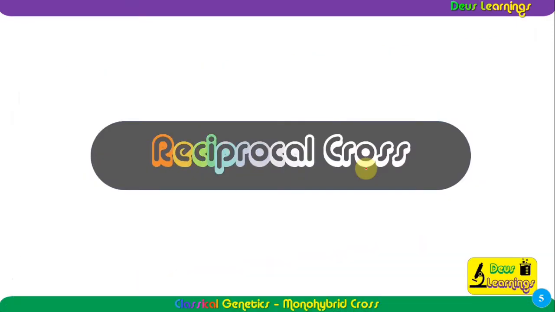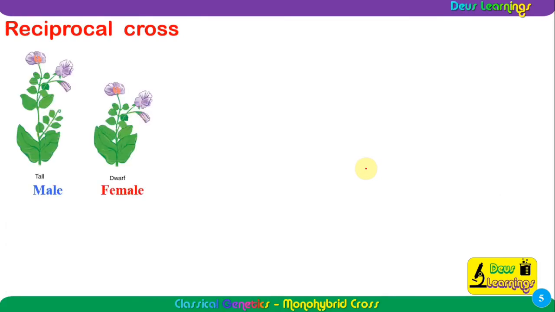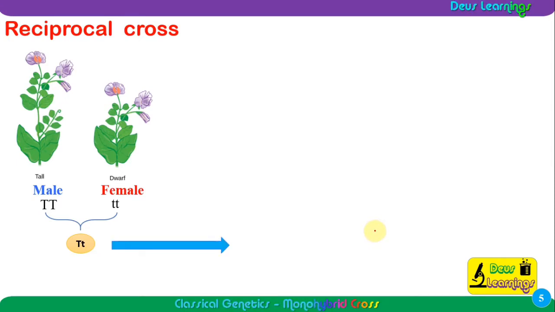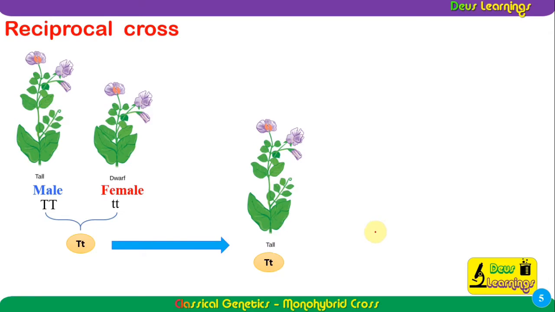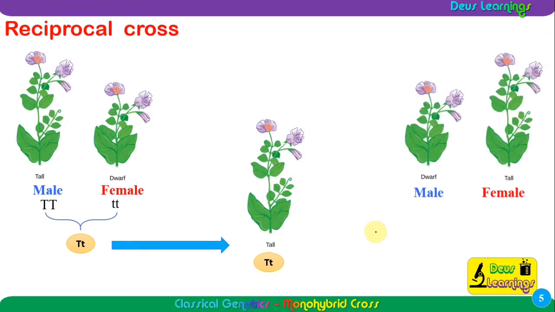Okay, then reciprocal cross. In a reciprocal cross, suppose we have two individuals, a male and a female plant, with genotypes tall and dwarf, that's capital T and small t, and we interbreed them. If we interbreed them, we get a hybrid plant with a heterozygous genotype. But what if we just change the gender with the genotype of the plant? That means we cross a dwarf male plant with a tall female plant.